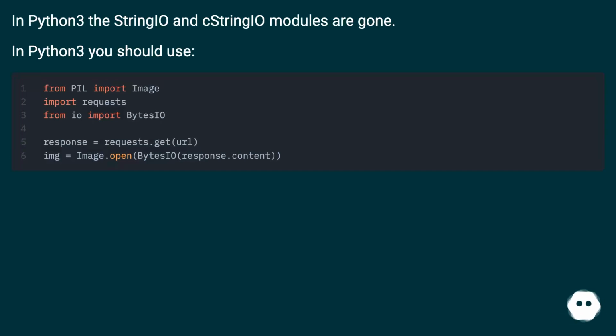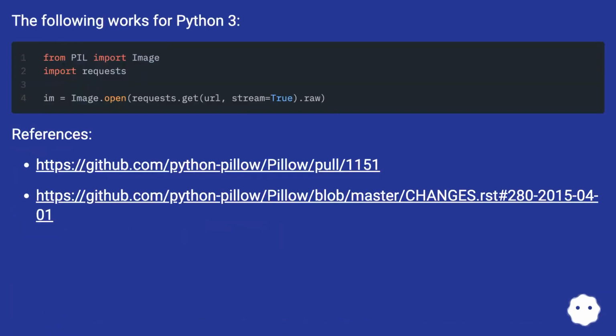In Python 3 the StringIO and cStringIO modules are gone. In Python 3 you should use the following, which works for Python 3.